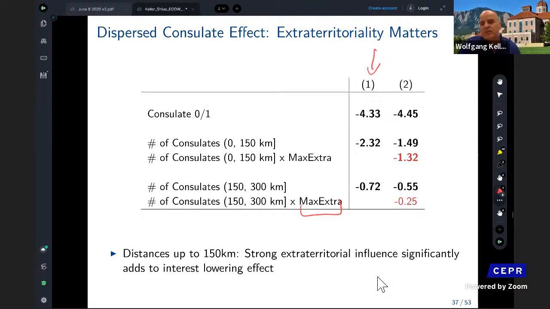And so what we see is that in distances up to 150 years, strong extraterritorial influence significantly adds to this interest lowering effect. So extraterritoriality matters, and the strength of the extraterritoriality matters for the dispersed legal effect, and the size of the volume of foreign exports matters strongly for the dispersion of that trade effect associated with treaty ports. So I'm almost out of time.